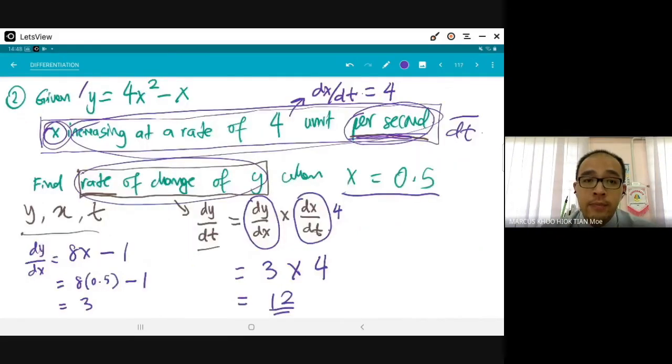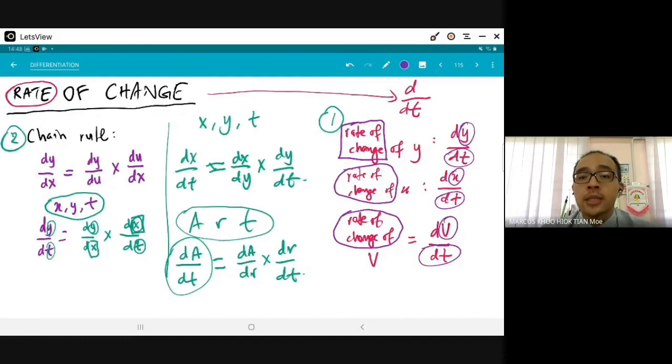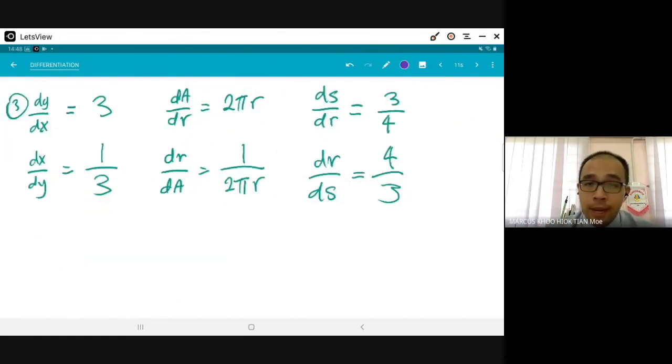As I said, please remember, the most important thing is to understand what the question wants. Know how to form the chain rule by identifying the 3 letters, and then be flexible with the values that you find. Follow its chain rule. The most important thing is you follow the chain rule as closely as you can.